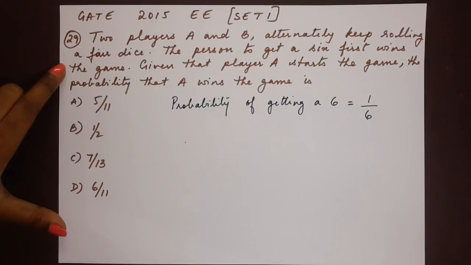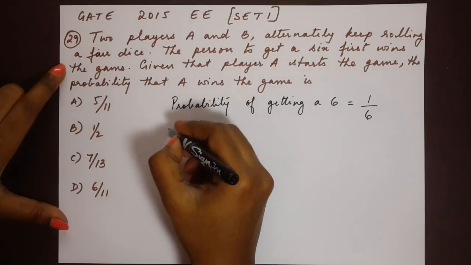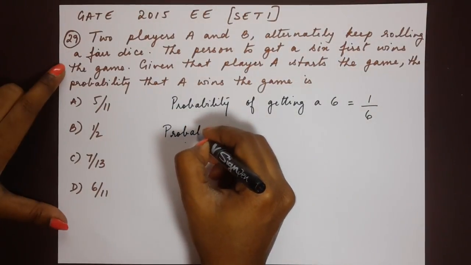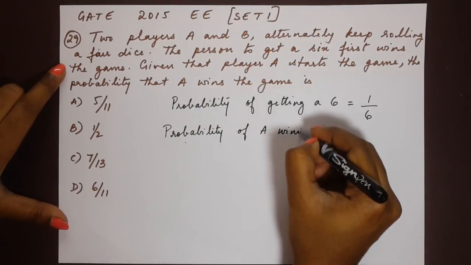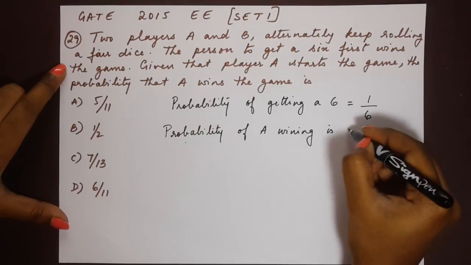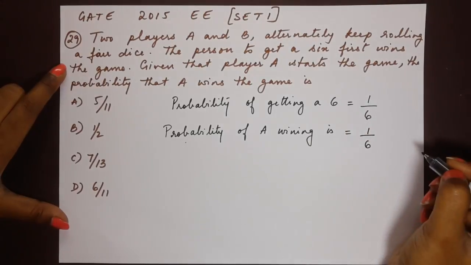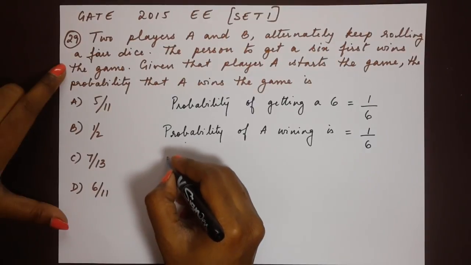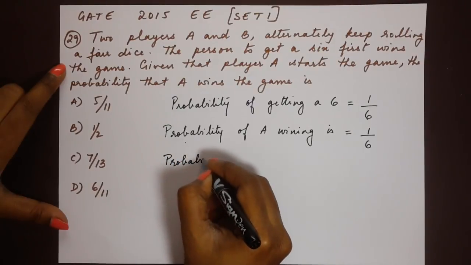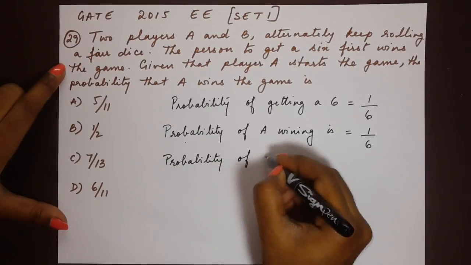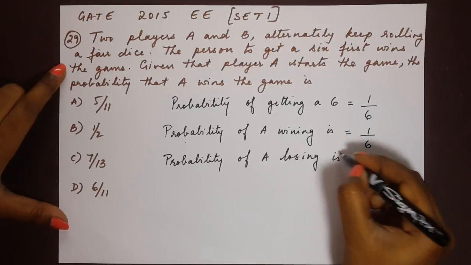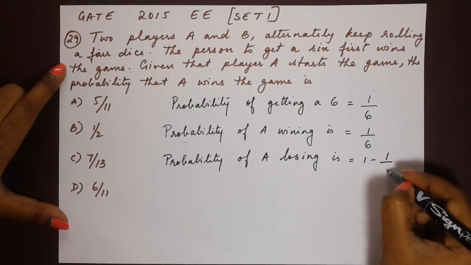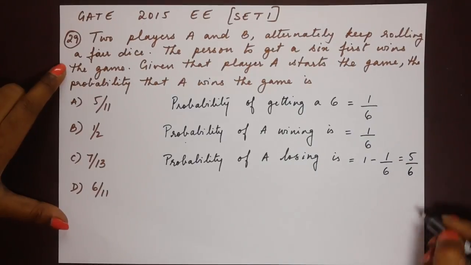So the probability of A winning is also 1 by 6 because he has 1 by 6 chance of getting a 6. So the probability of A winning is 1 by 6. So that says that the probability of A losing is 1 minus 1 by 6, which is 5 by 6.